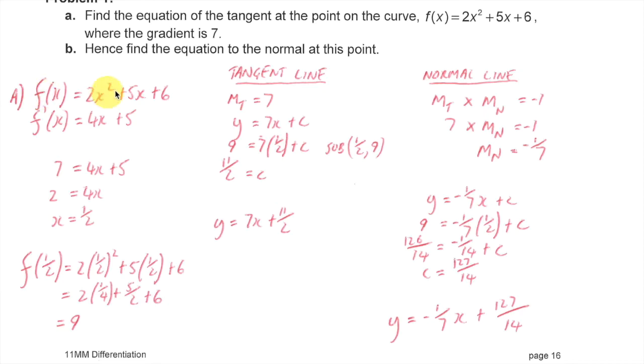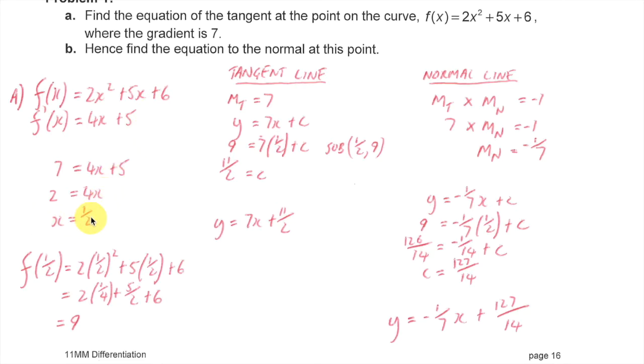So we start off with the f of x function. We take the derivative, so f prime of x is equal to 4x plus 5. And we're trying to find the value of x where the gradient is equal to 7. So we make the gradient function equal to 7. We solve for x, and we get x equaling 1/2. So we know that on this curve here, when x equals 1/2, the gradient is equal to 7. So the x value is 1/2.